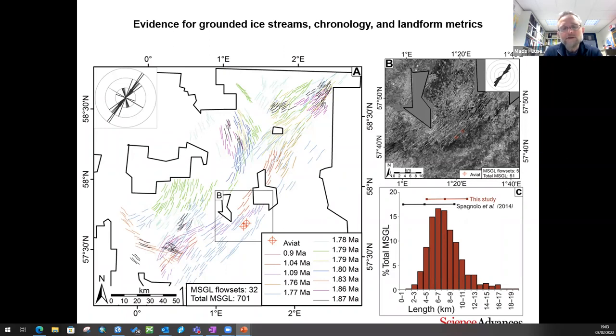There may be more. This is using conventional 3D seismic data, not the sort of super high resolution data that we get from broadband 3D or from wind farm 3D. So this is just the beginning of the knowledge really of grounded glaciation in the Central North Sea. Next slide, please.